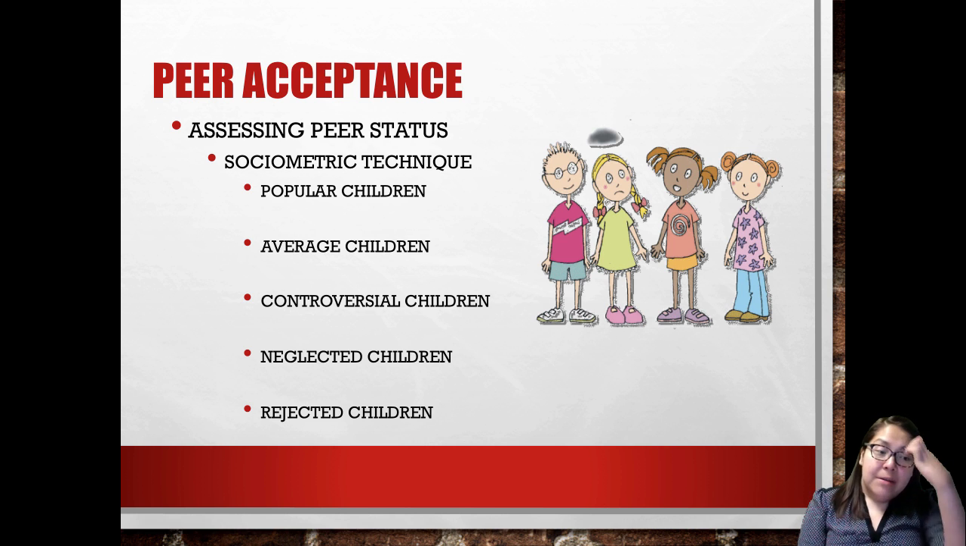There are actually two categories of rejected children. The first one is aggressive, and these are rejected children who are characterized by high levels of aggressive behavior, have low self-control, and exhibit behavior problems. We also see non-aggressive rejected children who tend to be withdrawn, anxious, and/or socially unskilled.